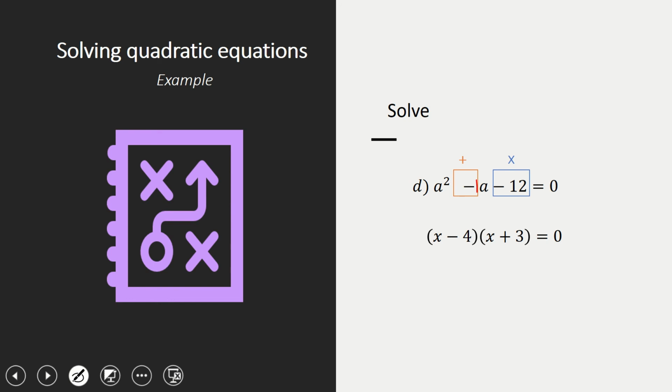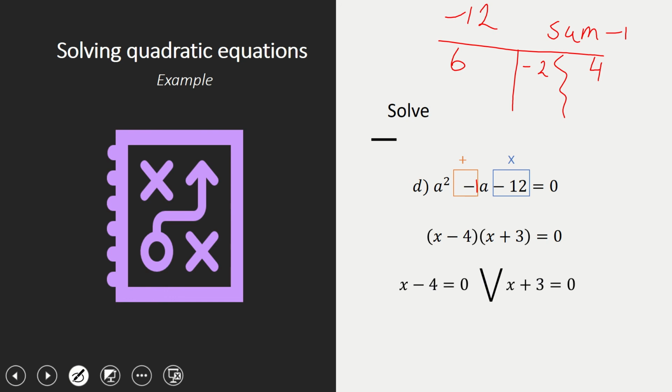If you're not really sure which numbers to use, you can always use a table with the product, minus 12, over here, and the sum, minus 1, over there. You could use 6 times minus 2, but then the sum would be 4, so that is not correct. Going through the numbers, you will find that minus 4 and 3 are the correct numbers. So either x minus 4 needs to be 0, or x plus 3 needs to be 0. I want to know what x is, so I'm going to use the balance method: plus 4, minus 3, minus 3. So x equals 4 or x equals minus 3. And again, if you fill this into the equation, you will see that the answer is indeed 0.